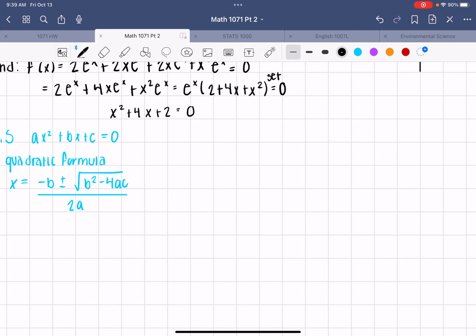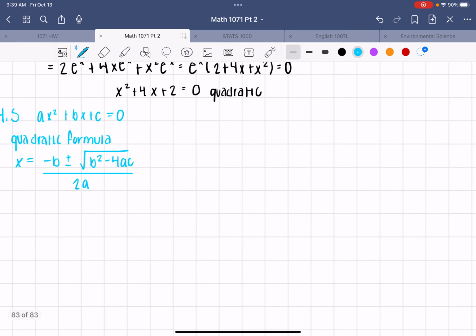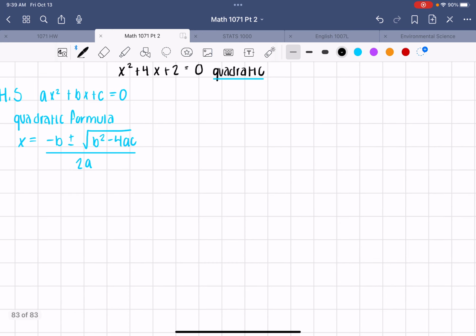X is negative b plus or minus the square root of b squared minus 4ac all over 2a. Which in this case, b is 4, so that's negative 4 plus or minus the square root of b squared, which is 16, minus 4ac. C is 2, A is 1. So 4 times 2 is 8. All over 2a, A is 1. So that's negative 4 plus or minus root 8 over 2.